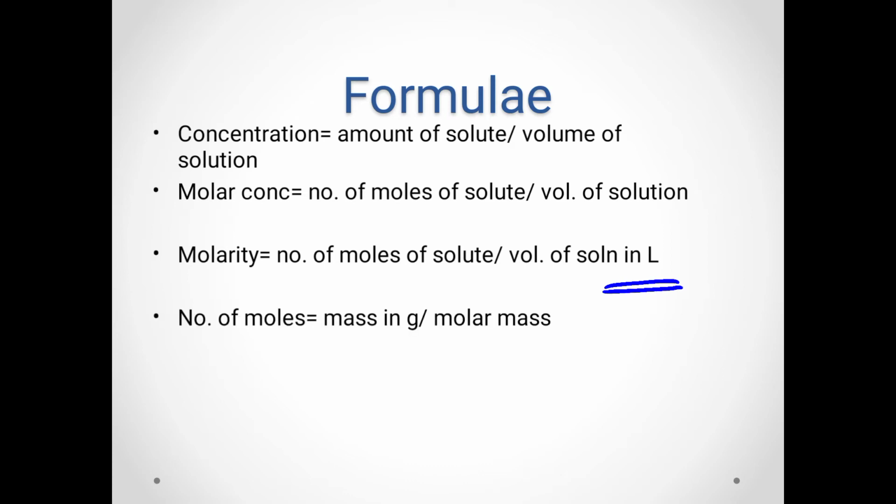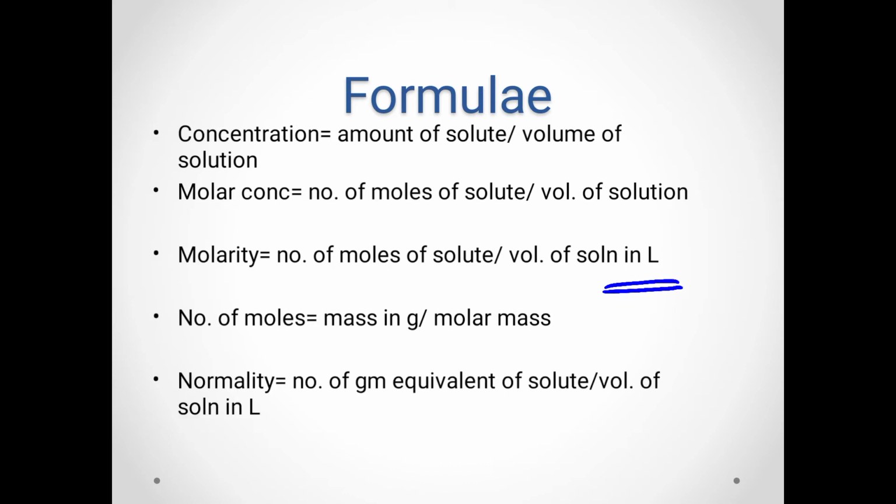Now to find the number of moles, if you're not given it but you are given the mass and you know how to calculate molar mass, you can always calculate the number of moles. The formula is mass in grams upon molar mass. Next we have normality. Normality is the number of gram equivalents of solute upon the volume of solution in liters.